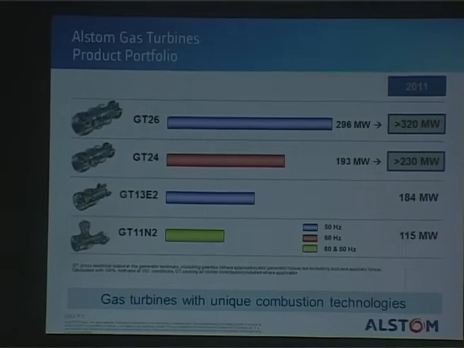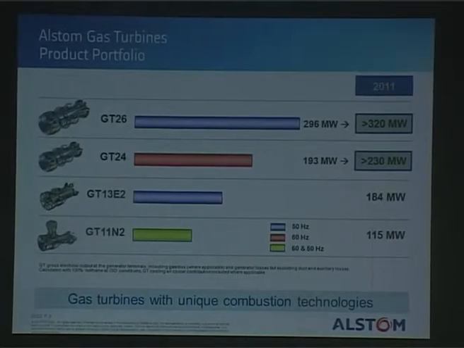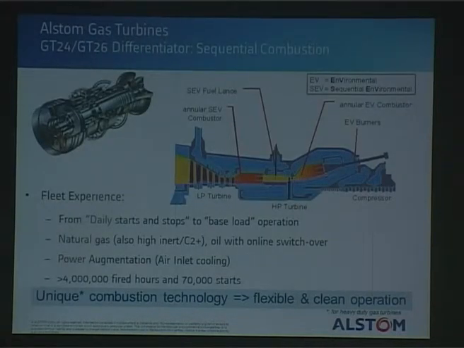So the G26 is our biggest product and has a sequential combustion. I will show you a bit later, and this talk will focus mostly on examples of the G26. This is quite unique technology where we have the compressor, first combustion chamber, high pressure turbine, and then a second combustion chamber and a low pressure turbine. I think that is a unique ALSTOM technology to have this sequential combustion, as we call it.